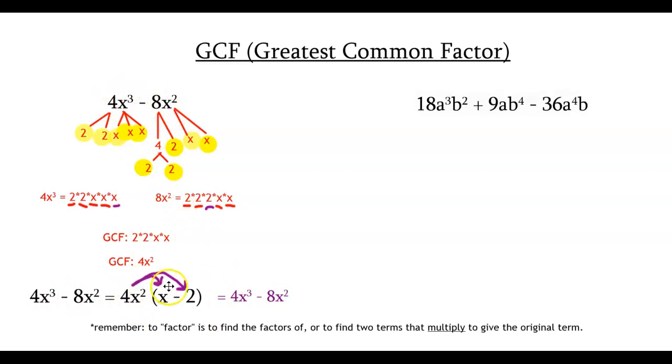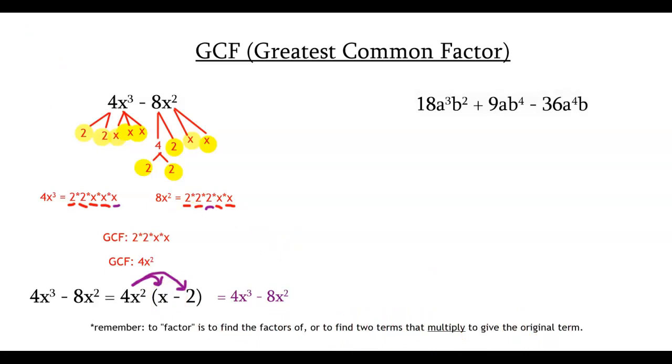So here's what the objective is. We're trying to factor using the greatest common factor. In other words, we're trying to rewrite this expression, whatever expression we're given, as a new expression of 2 different terms being multiplied by each other, right? Finding 2 terms that multiply to give the original term.